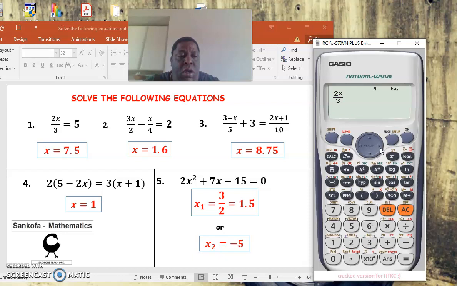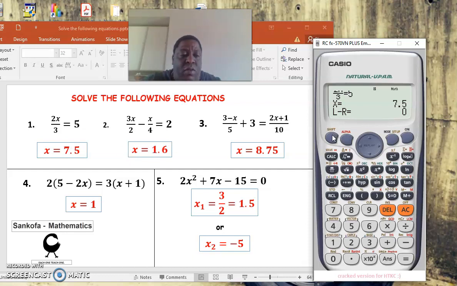over 3. Now for the equal sign, you hit alpha again, and you hit here on the calculate button, all right? Then you press 5. Okay, so you're not going to press equal to. What you're going to press is shift and calculate. And it's going to ask you, do you want to solve for x? Then you say equal to. So the value of x here is 7.5.